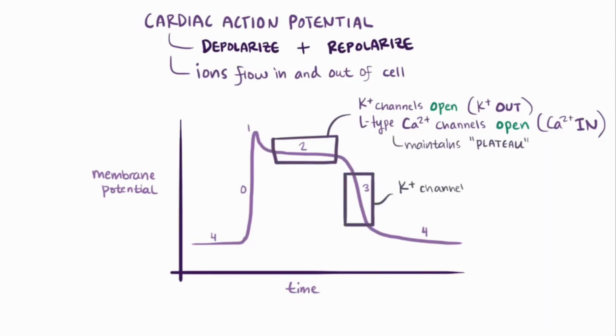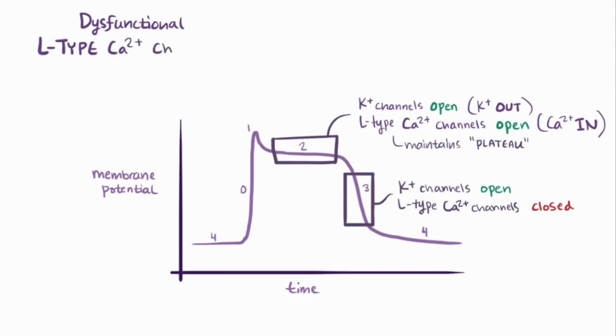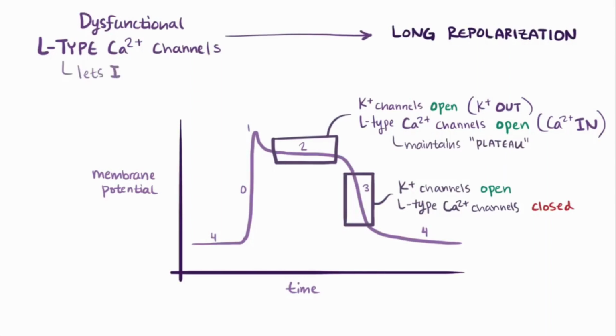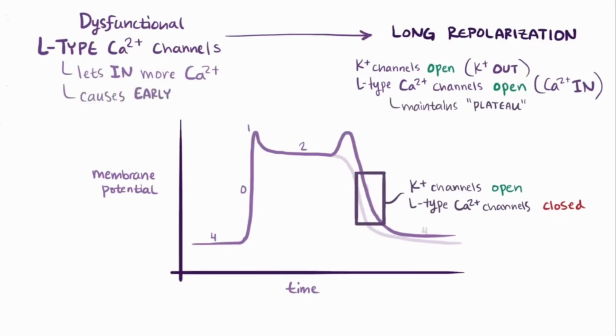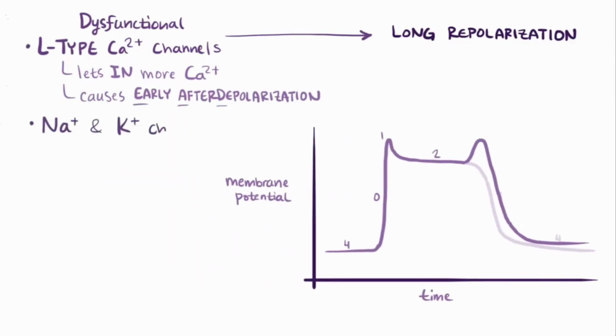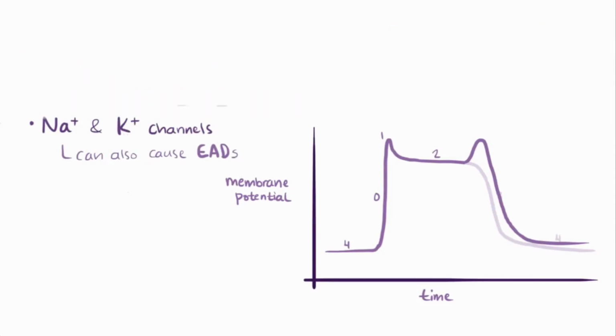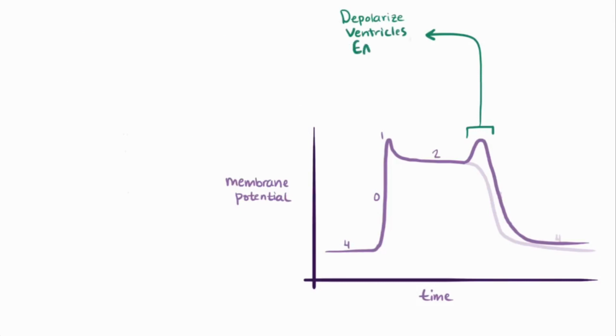During phase 3, the potassium channels stay open, but now the L-type calcium channels close, which lets the cell repolarize. So it's thought that dysfunction in the L-type calcium channels is one mechanism that can lead to a long repolarization phase. Specifically, they might let in more calcium during phase 2, making the membrane potential more positive and causing an early afterdepolarization, or an EAD. Other mechanisms involve sodium and potassium ion channels, which can also malfunction and cause EADs as well. If the EAD is large enough, it might propagate out and depolarize the ventricles, causing a premature ventricular contraction, or a PVC. In other words, an unexpected ventricular contraction.